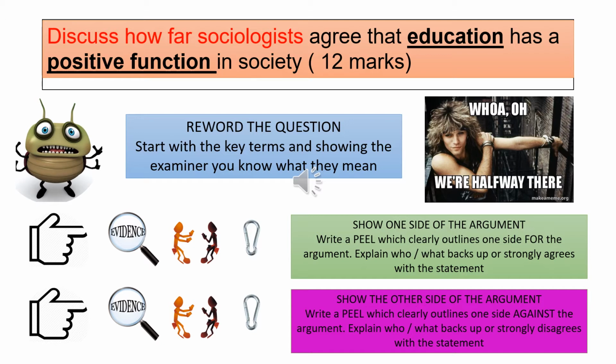And then our technique of showing both sides, rewording the question, defining the question almost for the examiner, writing a PEEL paragraph about functionalism for one side of the argument, and then writing a PEEL paragraph about Marxism or feminism for a second side of the argument, and that providing us all with some decent marks. And we did that in time conditions.